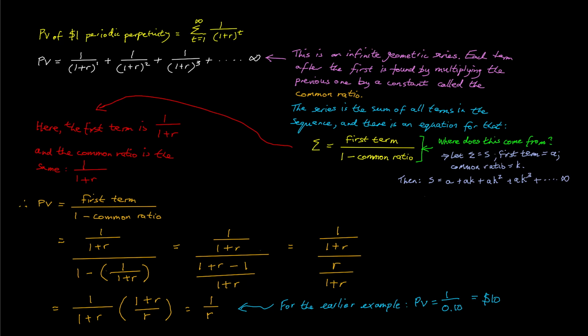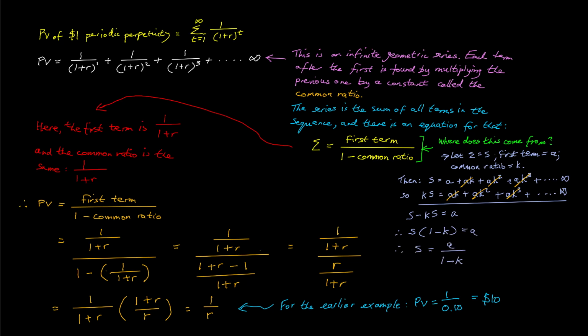Then we can write out s equals a plus ak plus ak squared, and so on up to infinity. Next, we can multiply both sides of that equation by k, ending up with ks on the left-hand side and the terms that you see on the screen on the right. We deduct the one from the other, and in so doing, we see that every single term after the initial a cancels out, leaving us with s minus ks equals a, and with just a little bit more algebra, we see confirmation that our sum is the first term divided by 1 minus the common ratio.